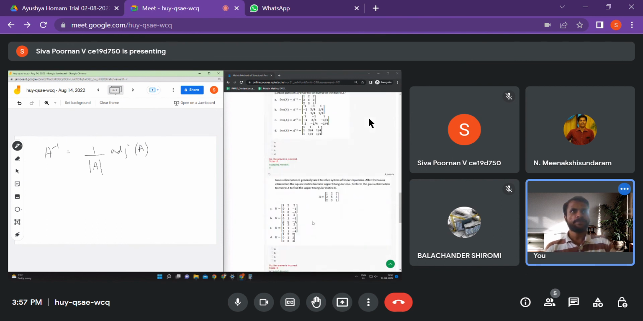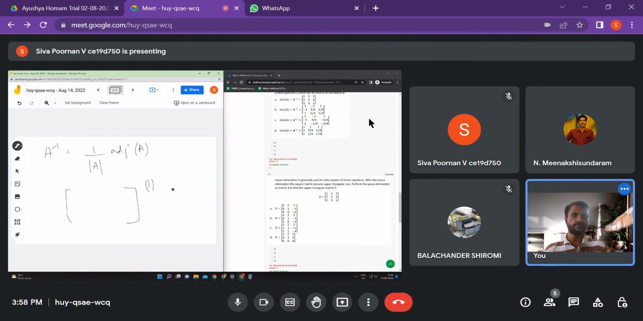Gauss elimination is generally used to solve systems of linear equations. After Gauss elimination, the square matrix becomes upper triangular. Perform Gauss elimination on matrix A to find the upper triangular form. How do you do it? You do a series of operations and convert it into an upper triangular matrix. So you can subtract two rows. There are three rules you can adopt to do operations on a matrix.